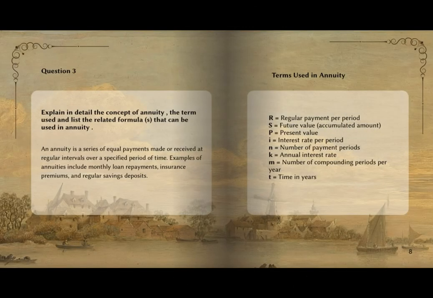Terms used in annuity are R as regular payment per period, S as future value or accumulated amount, A as present value, I as interest rate per period, N as number of payment periods, K as annual interest rate, M as number of compounding periods per year, T as time in years.